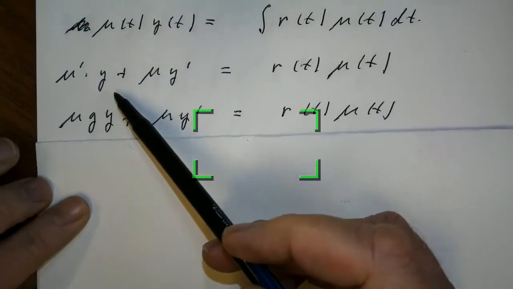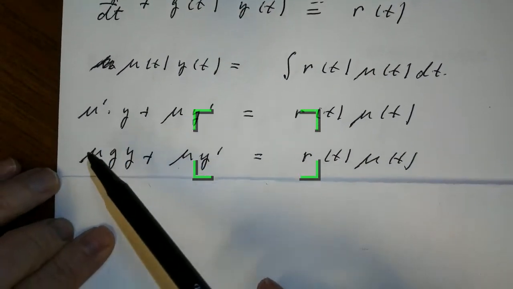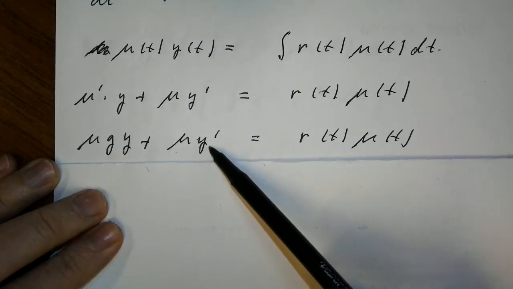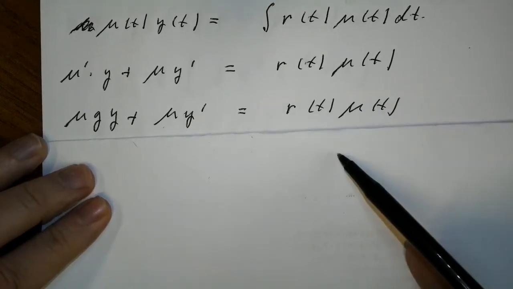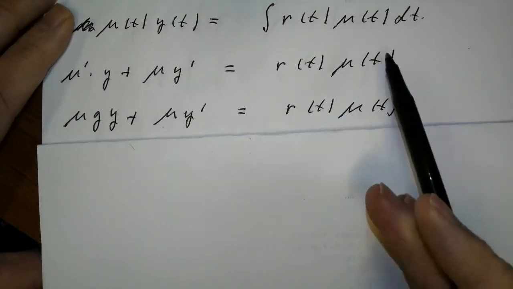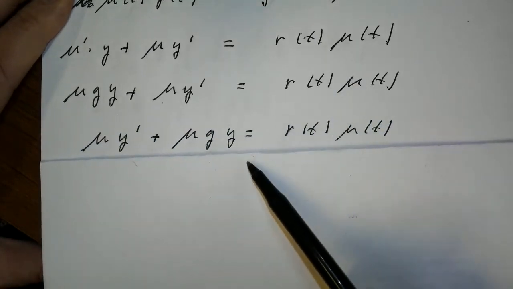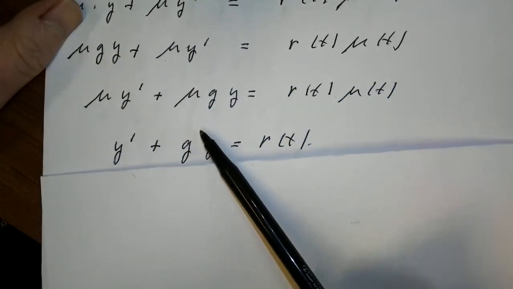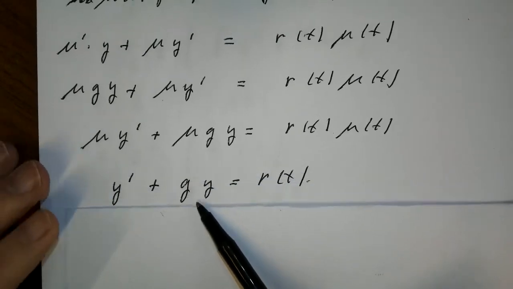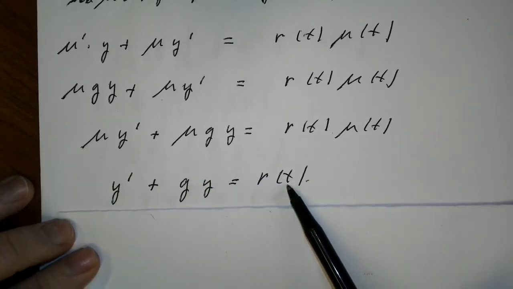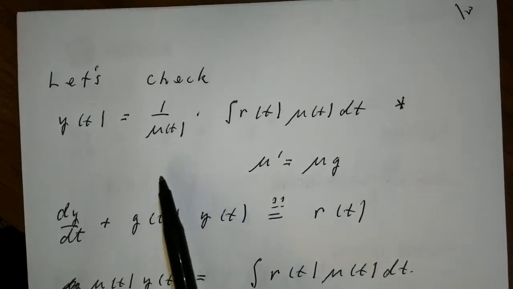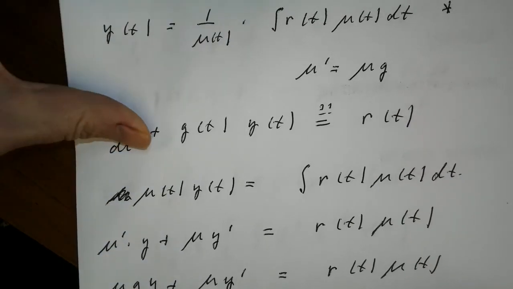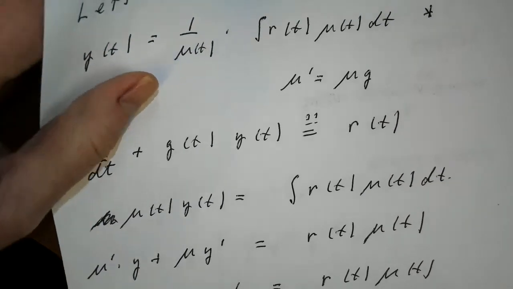Now, we know that mu prime is mu times g. So I'm going to replace mu prime with mu times g. And now we have plus mu y prime equals r of t mu of t. Now, mu of t is non-zero. So I can divide by it, and I can rearrange the order here, just switch the order of addition. I can divide by mu, and I get y prime plus g times y equals r of t. That means we've shown that this function satisfies our differential equation, so it has to be a solution. Let's actually look at a couple examples.